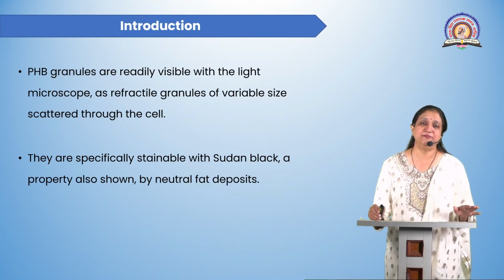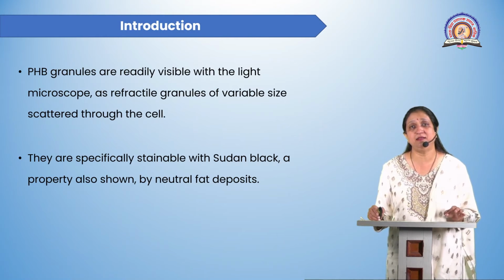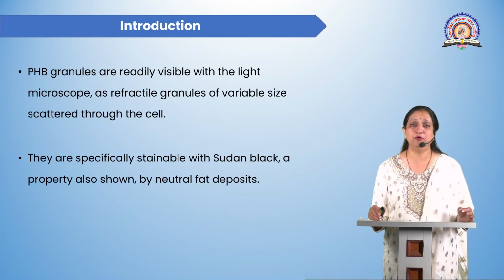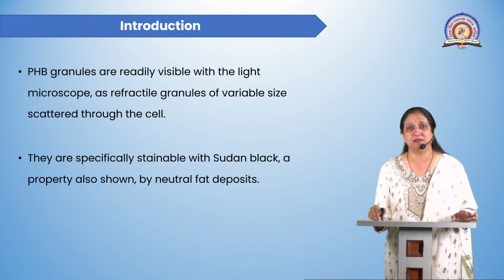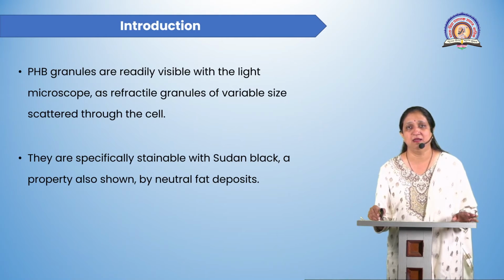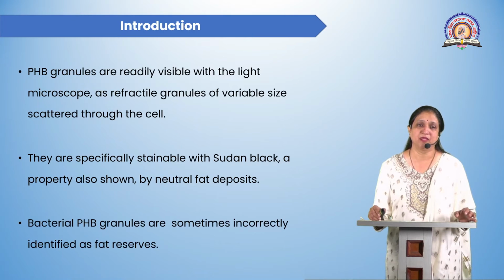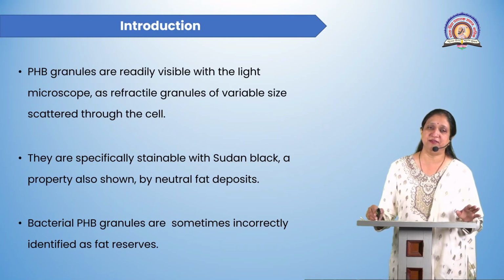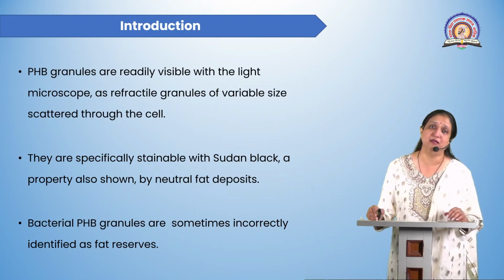They are specifically stained by Sudan black B, a stain that has an ability to stain the neutral fats. And therefore, most of the times, the poly-beta hydroxybutyric acid granules are mistaken to be the fat deposits, neutral fat deposits in the cell. But these are not the neutral fat deposits, they are beta hydroxybutyric acid granules produced by the cell. These granules are identified sometimes because of the stain, that is the Sudan black B, that imparts a color to the PHB granules as the fat reserves.